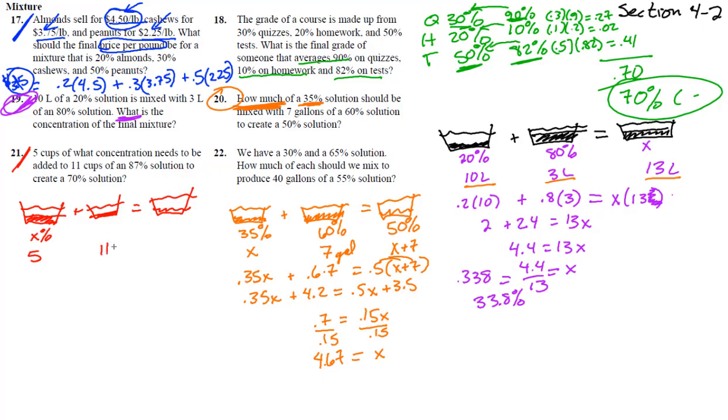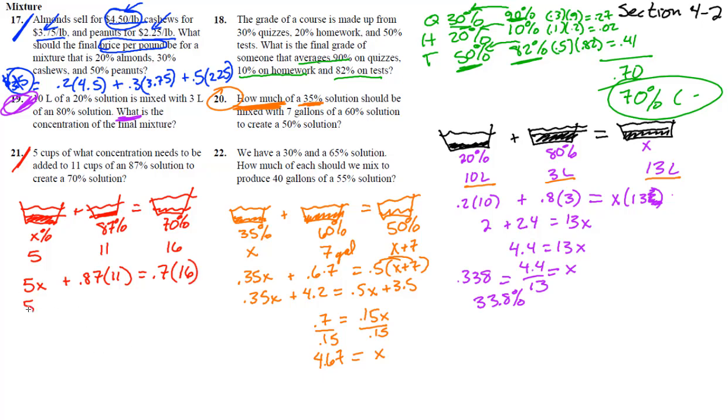It needs to be added to 11 cups of an 87% solution, and we want it to create exactly a 70% solution. And this problem is going to be just like number 20, that 5 plus 11, 5 cups plus 11 cups better give us 16 cups. Oh, that was kind of nice. We didn't even have to add the x. So you'll notice this is still a one variable problem. So yeah, we have 5 times some solution plus 0.87 times 11 equals 70%, 0.7 times 16.